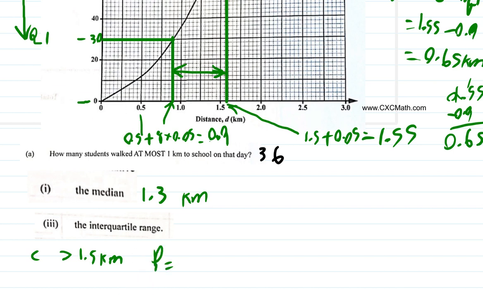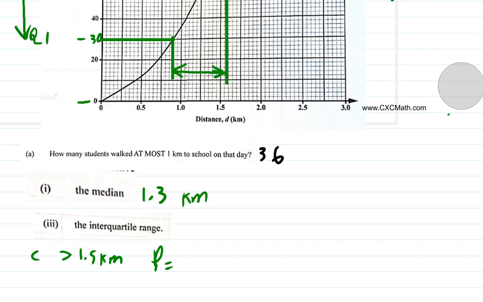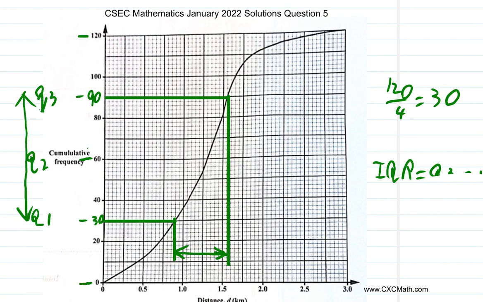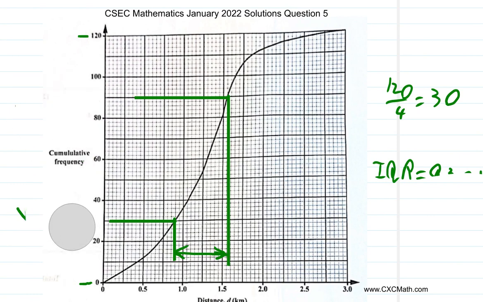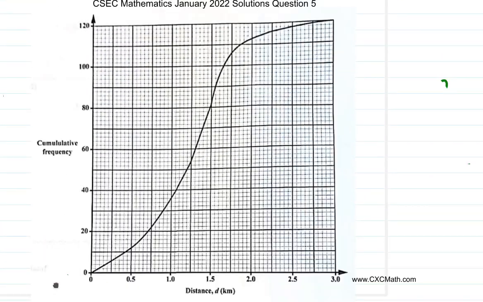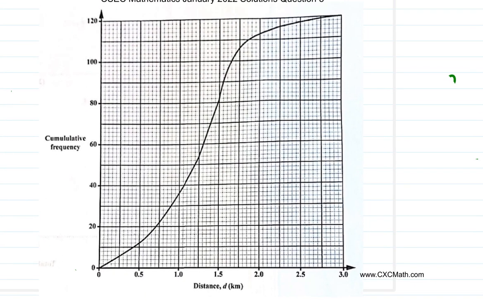Alright, so the previous work is kind of crowding up the board. Let's erase the board. Okay. So the probability that our students walk more than 1.5 kilometers. Now remember, first of all, I want you to pause the video and do that calculation for me. Alright, finished. What did you get?